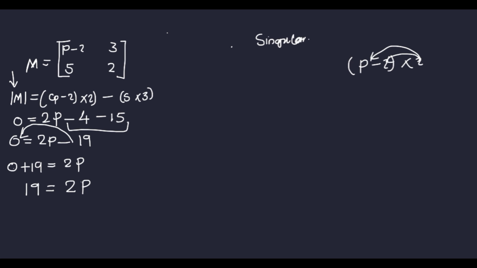Then for us to isolate p, we need to divide both sides by 2. So the final value of p is equal to 19 over 2, which is 9 remainder 1, so 9 and a half. So this is the value of p. So this is how you can find the determinant of a 2 by 2 matrix, the inverse, and also how to deal with a question whenever a statement of a singular matrix is mentioned.